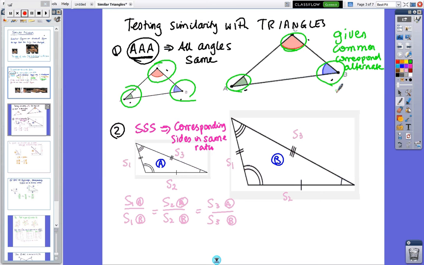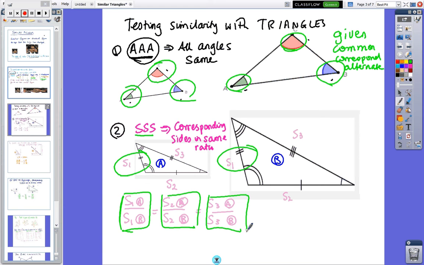Okay, the second test that we're looking at is SSS, and there is an SSS in congruency, but in this one, it's not that the sides are the same, but the ratio of the sides. So if you're looking at side 1 in the first and side 1 in the second, whatever they divide to would be the same as the second side divided and the third side divided. Okay, these numbers are going to be your scale factor. Okay, so copy that and come across when you're ready.